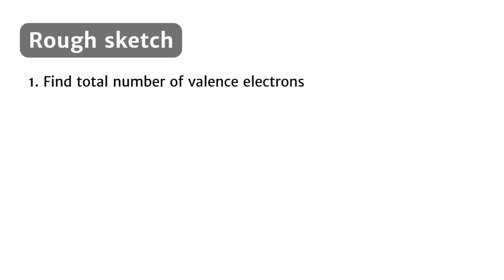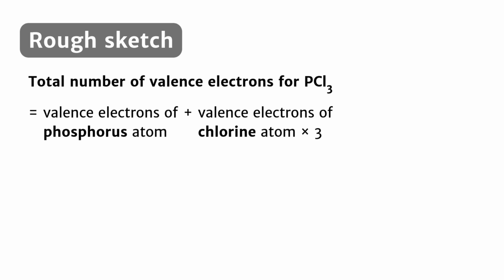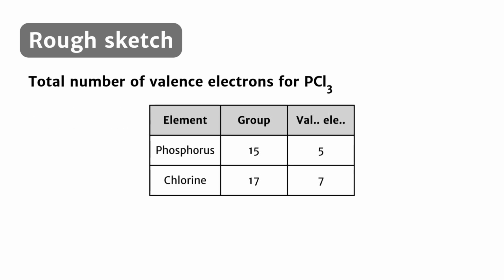To draw a rough sketch of the PCl3 Lewis structure, we first calculate the total number of valence electrons and then determine the central atom. The total number of valence electrons in PCl3 can be determined by summing the valence electrons of each atom in the molecule.